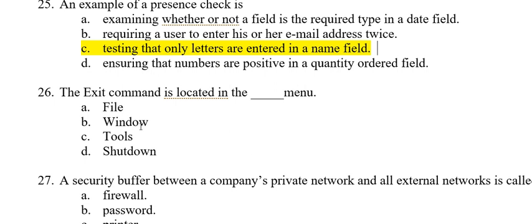26. The exit command is located in a menu of File, usually there. So you go to File in almost all programs, even in Microsoft Word: File, then you exit. File, Exit. Most programs have it there.